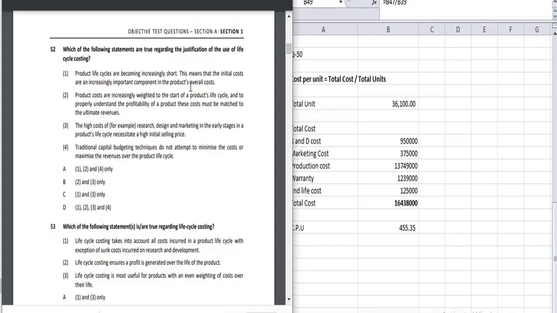The product costs are increasingly weighted to the start of the product life cycle, and to properly understand the profitability of the product, this cost will match with the ultimate revenue.